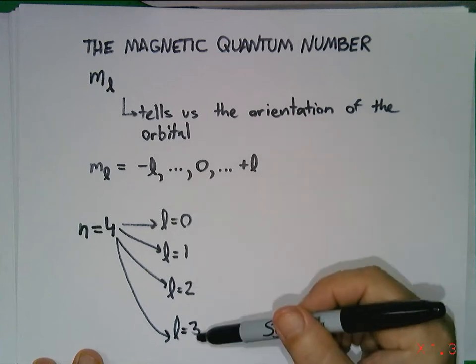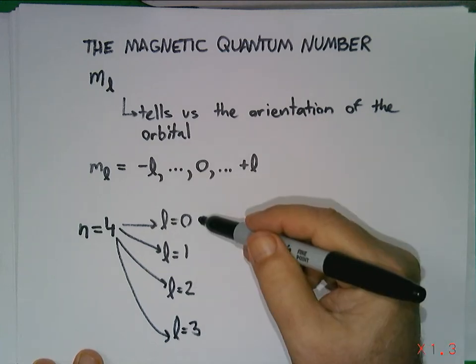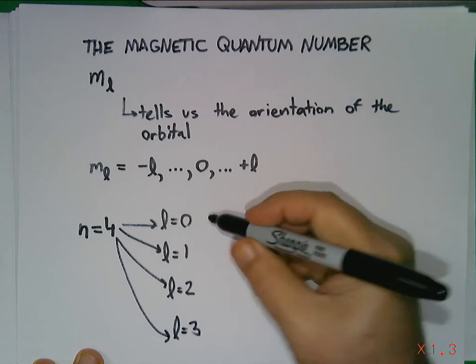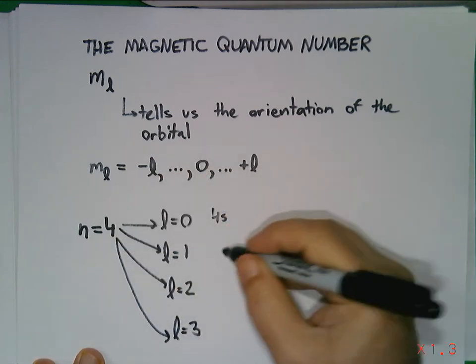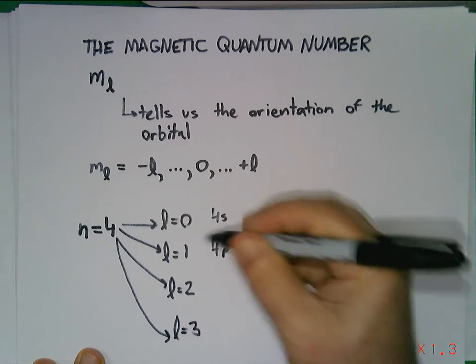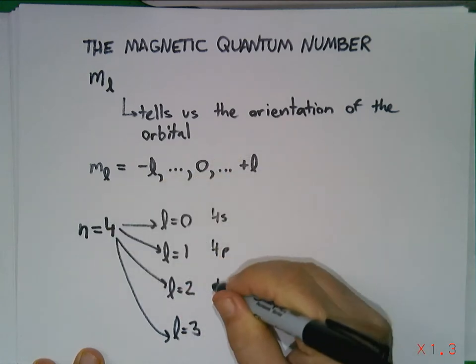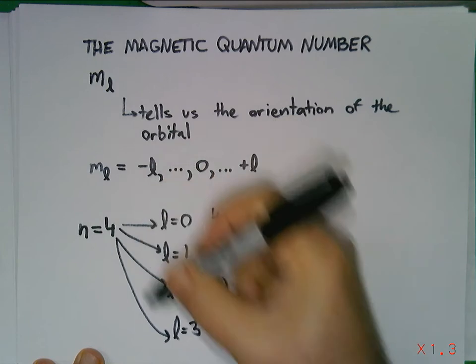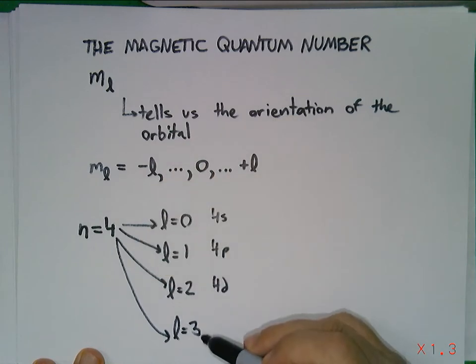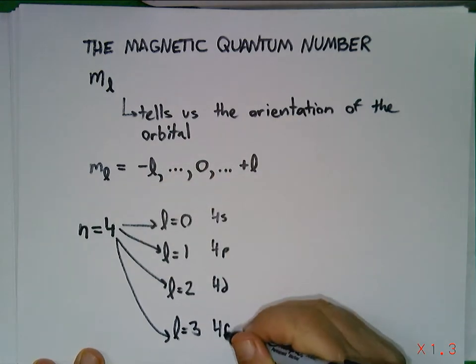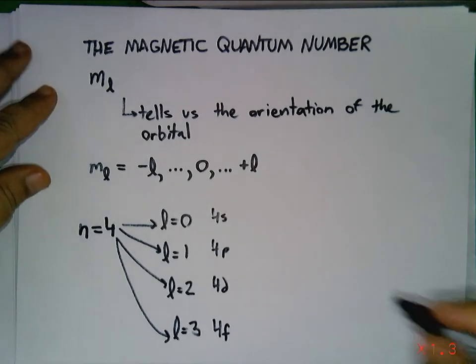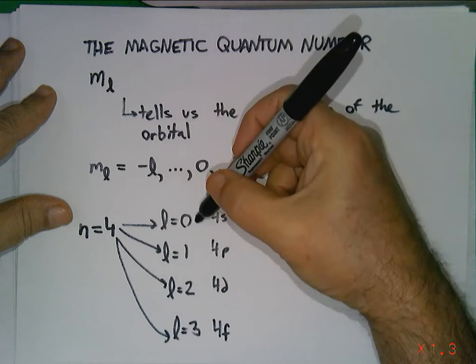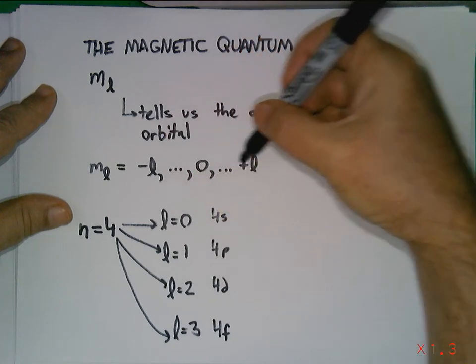Each one of these is giving you a subshell. What you have here is a 4s subshell. Here you have a 4p subshell. Here you have a 4d subshell. And here you have what? A 4f subshell.